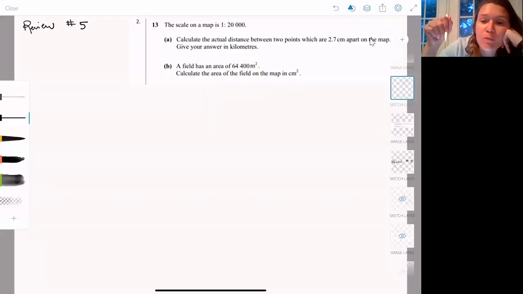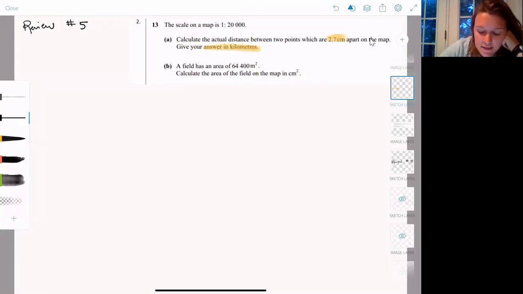Okay, so review number 5, question number 2. The scale on the map is 1 to 20,000. It asks us to calculate the actual distance between 2 points, which are 2.7 centimeters apart on the map. We want our answer in kilometers. So that's the super important information.